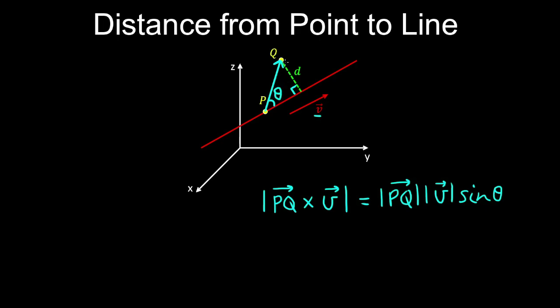So using trigonometry, we can see that the distance d is PQ sine theta. So therefore we can rearrange this equation to find the distance, which is the magnitude of PQ cross V over the magnitude of the vector V in the direction of the line.